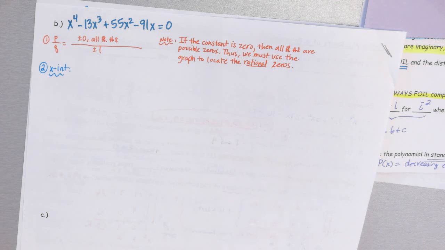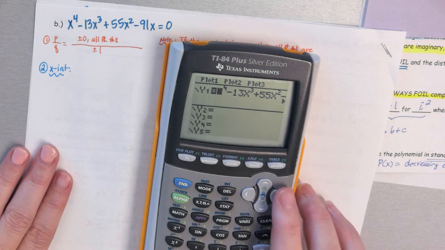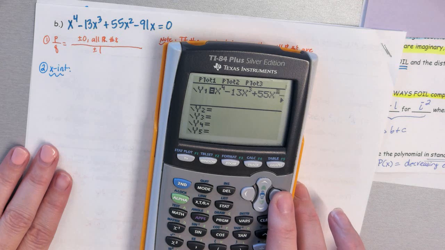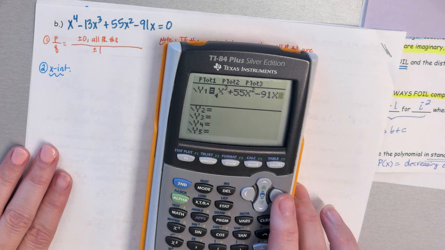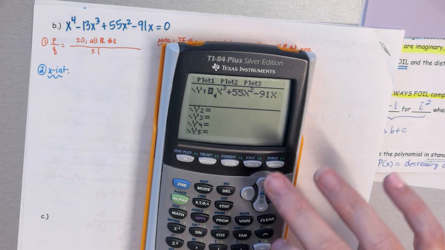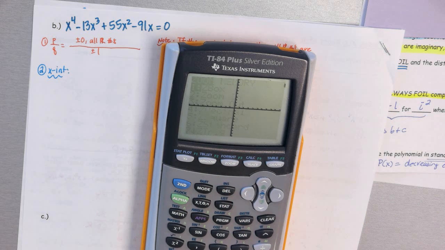So we're going to type this into our y equals: y equals x to the fourth minus 13x cubed plus 55x squared minus 91x. So type that in with me. And if you want to go back to your ZStandard, we can graph that. And to me there's one that stands out right away. Did you guys find it? Which one is pretty clear to see on this? Okay, maybe we're not sure.